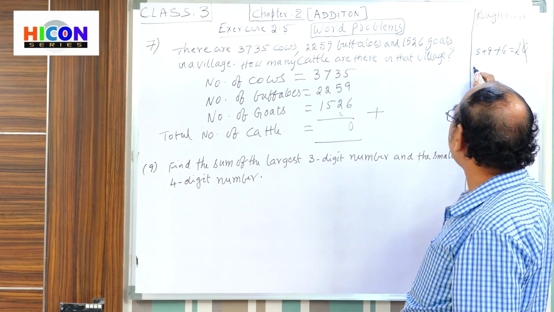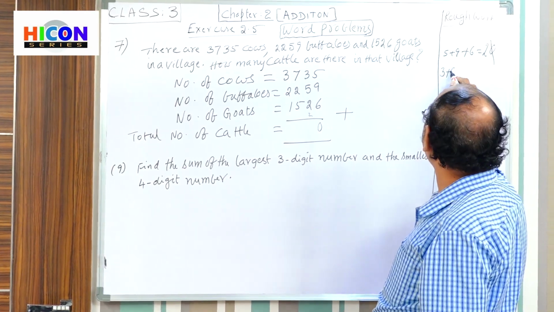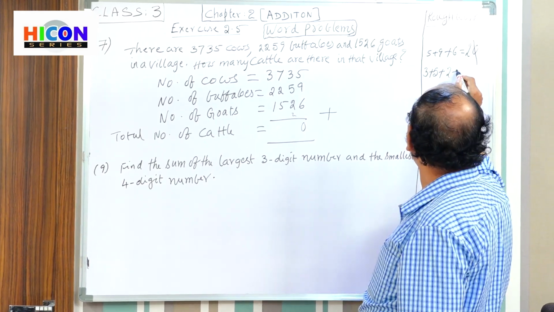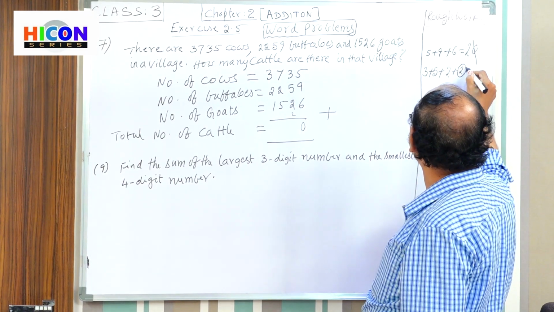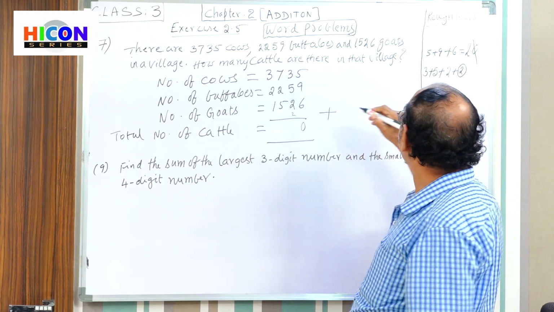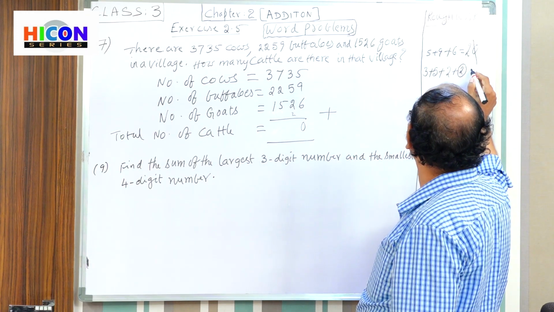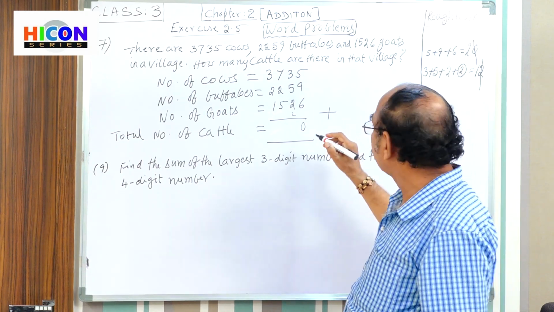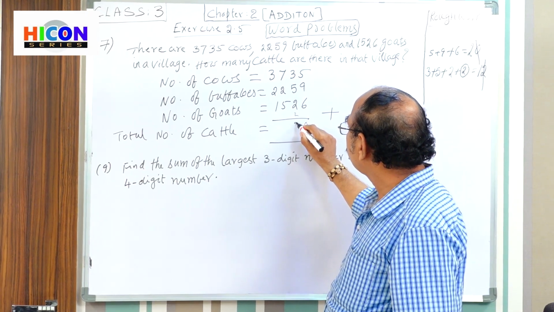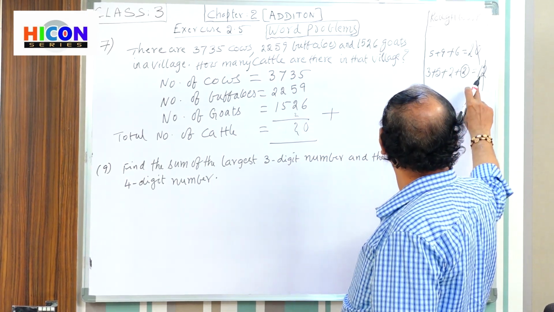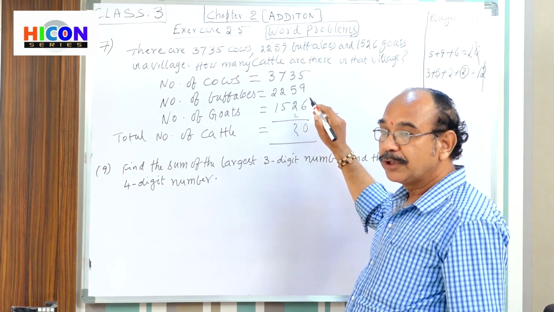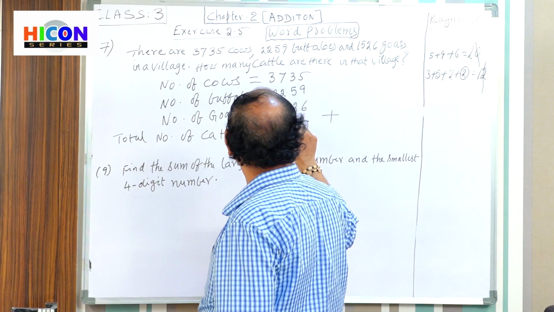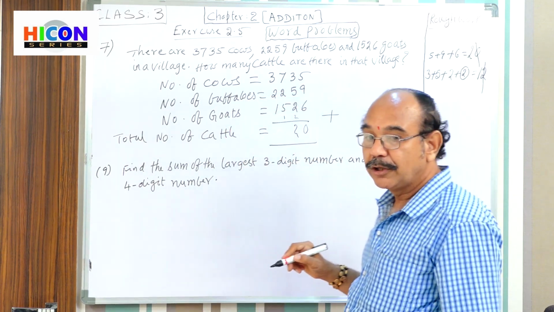So here 3 plus 5 plus 2 plus 2. This is the carried tens. Now 3 plus 5, 8 plus 2, 10 plus 2, 12. Strike off 2. Write that 2 in the tens place. Now here 1 is there. That 1 is the carried 100. That's why we write 1 in the hundreds place.